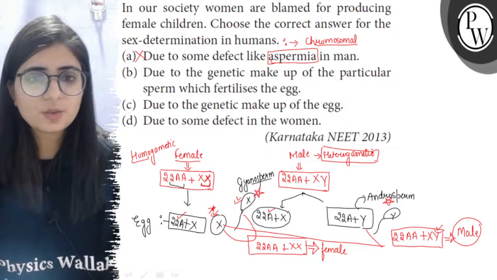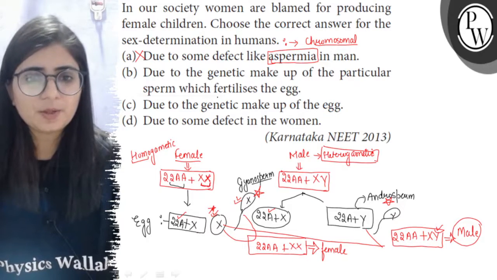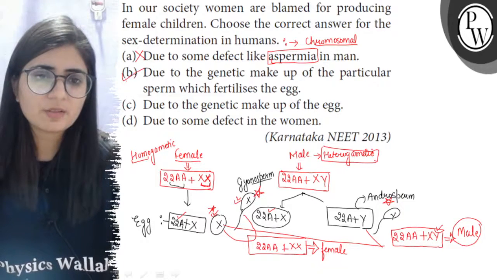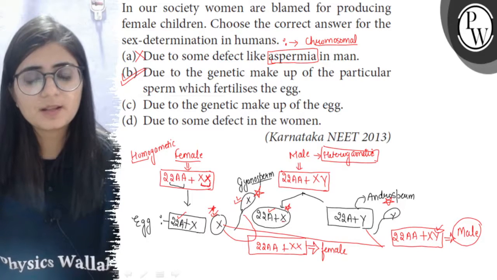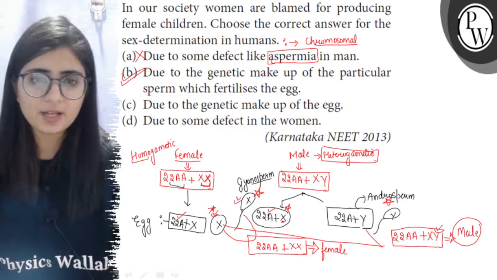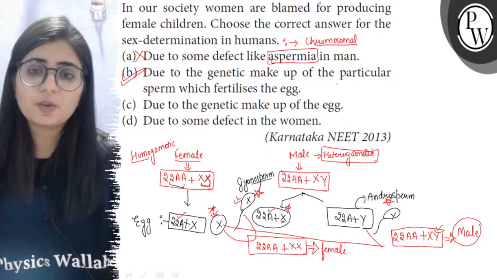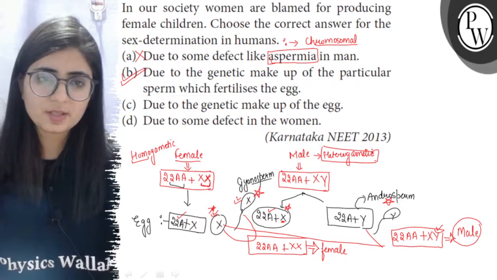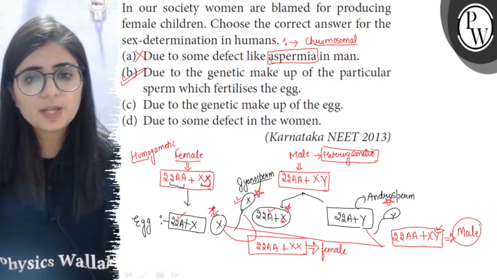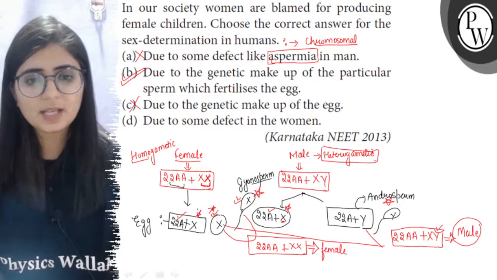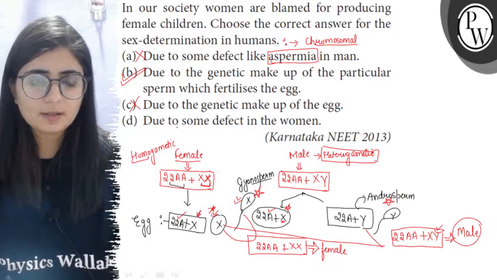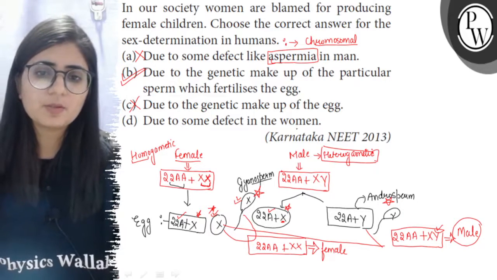The second is due to genetic makeup of the particular sperm which fertilizes the egg. So this is very much true because we have seen that it is the genetic makeup, whether the sperm is having the X or Y chromosome and which chromosome is fusing with the egg. So this is true. Now third is due to genetic makeup of the egg. So it is incorrect because all the eggs are having the same genetic makeup. And the fourth is due to some defect in women.